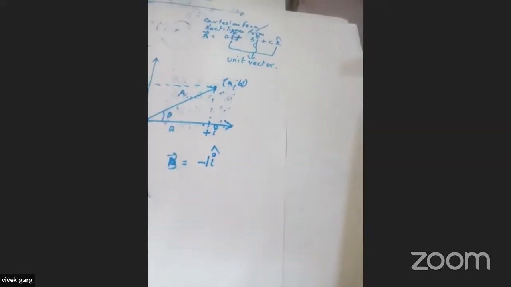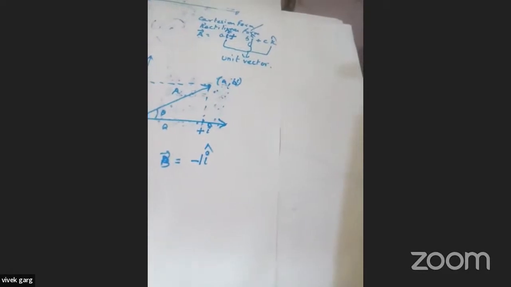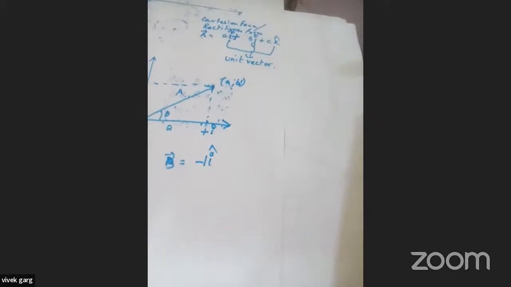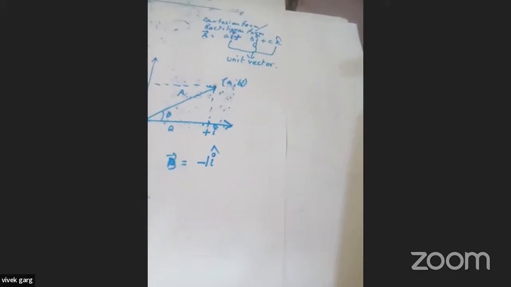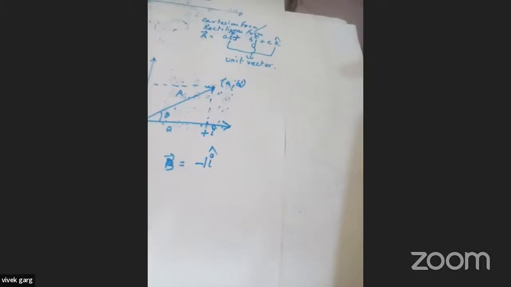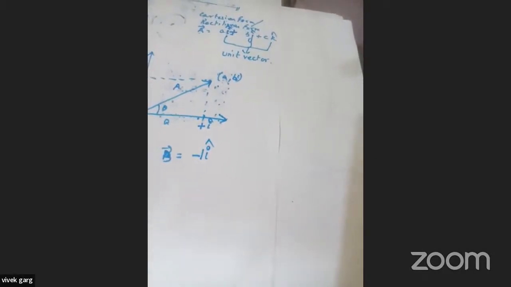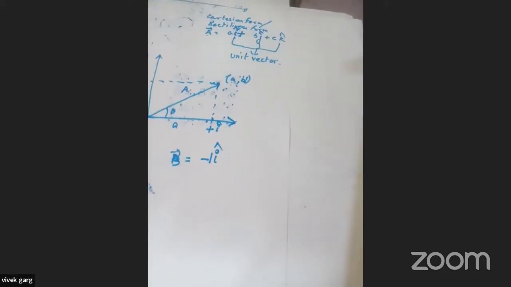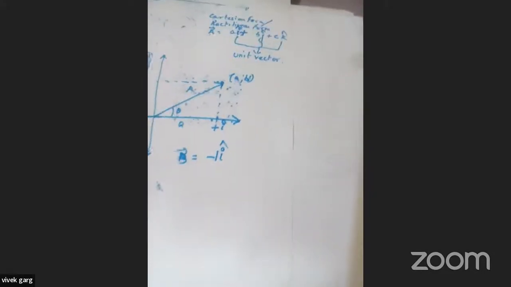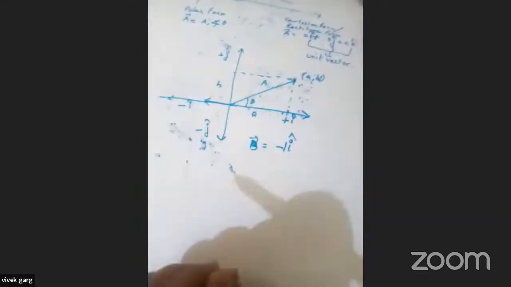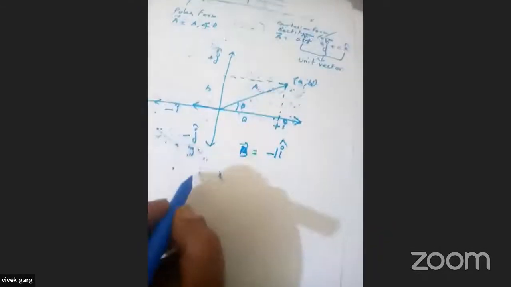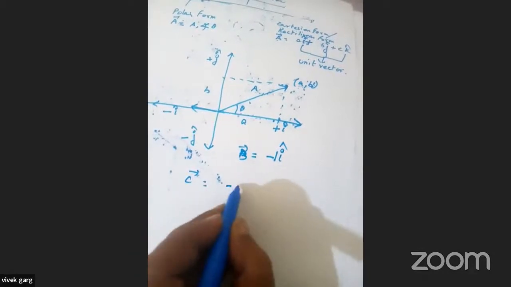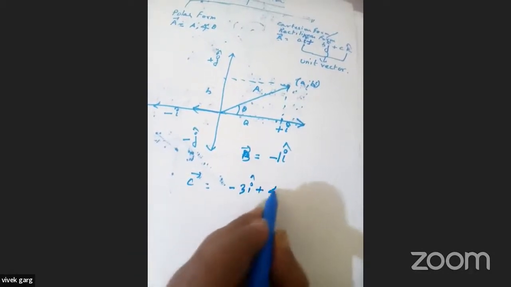In a vector, you need to note this down. The negative or positive sign does not indicate a magnitude. It always indicates a direction. In a vector, magnitude cannot be negative. There is no negative value in it. A negative sign in front of a vector will always indicate direction, and not magnitude. Suppose I say a vector is minus 3 I cap plus 4 J cap.